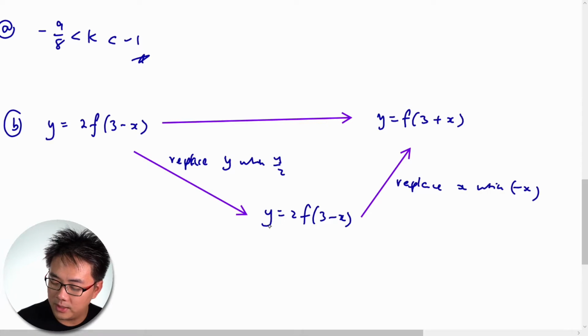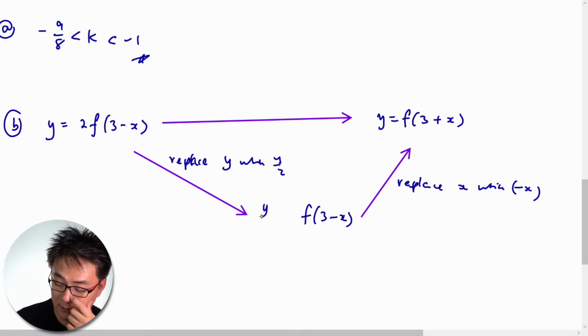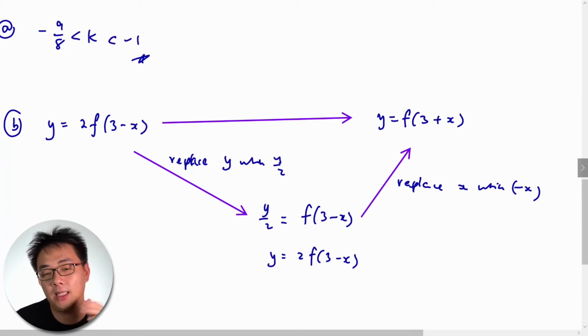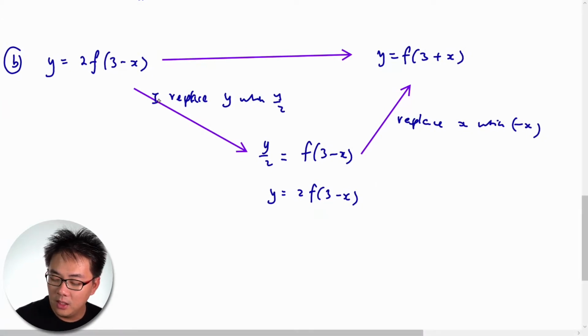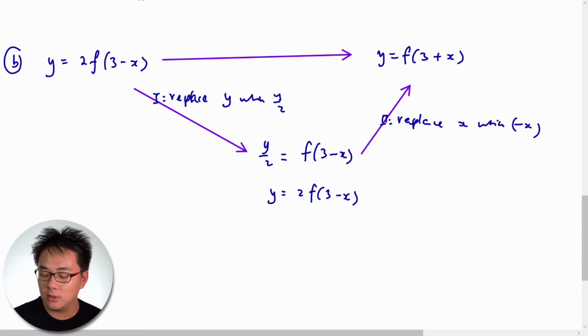So if you replace y with y over 2, this will be y over 2, and then this will be y equals 2f(3 minus x). Then after that, you replace x with minus x. So this part here is okay. The first transformation doesn't have to be in sequential order. Just the two will do.